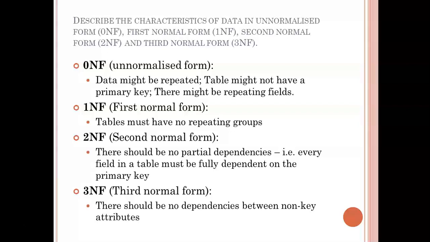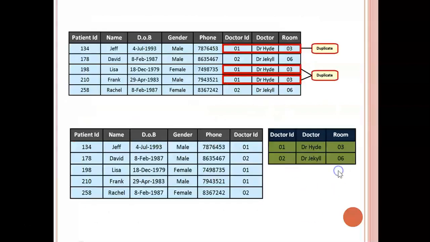That is how you go from 0NF to 3NF. That question is quite common. Okay, cool. But let me know if you have any questions.